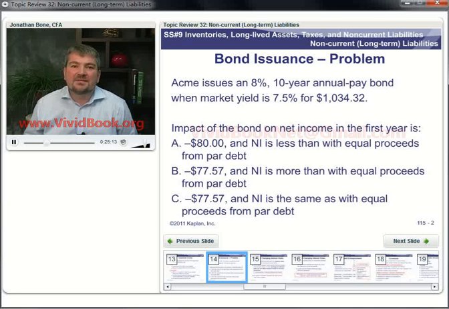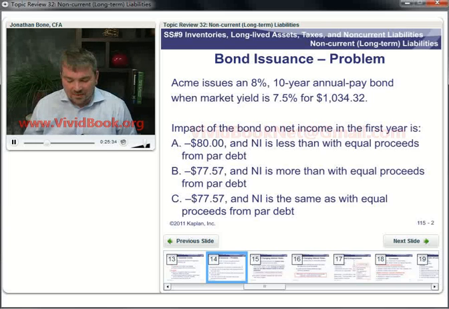Minus 77.57, and net income is more than or equal with proceeds from par debt. Now, initially when I looked at this, I thought if I issued a bond at par and the market yield was 7.5%, then essentially the interest would equal the coupon, so it would be $75.